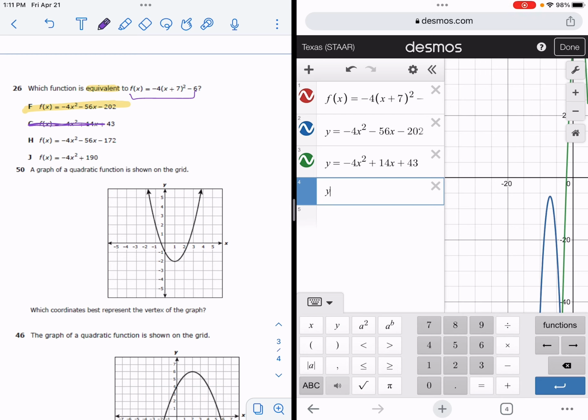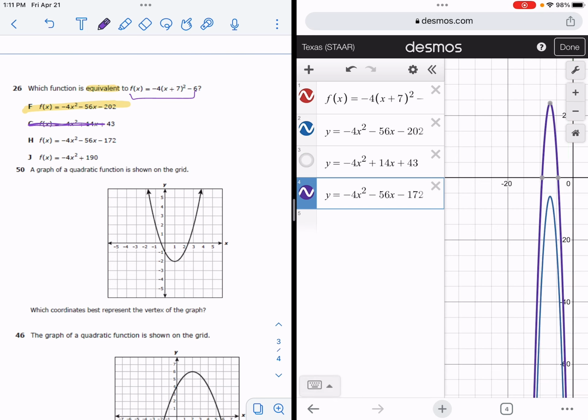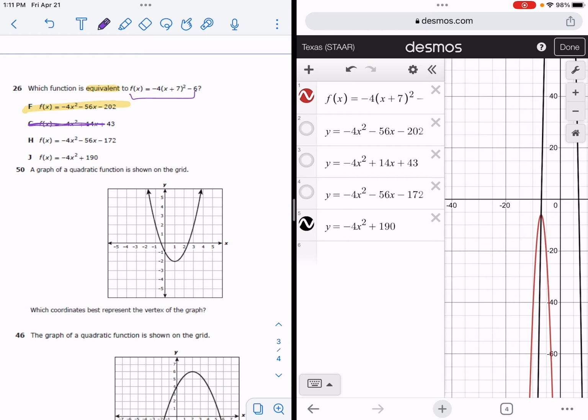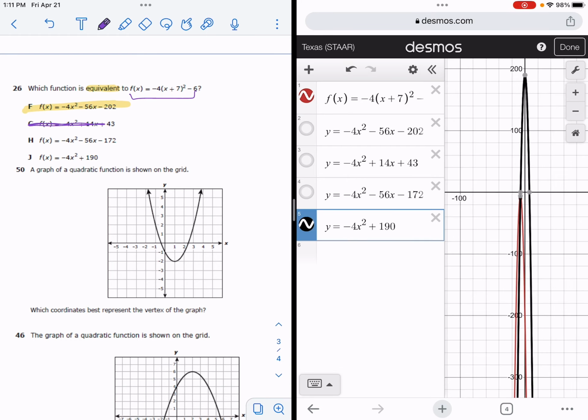We can try -4x squared minus 56x minus 172. Definitely not the same as the red. And then for the last one, y equals -4x squared plus 190. Yeah, that's definitely not the same.